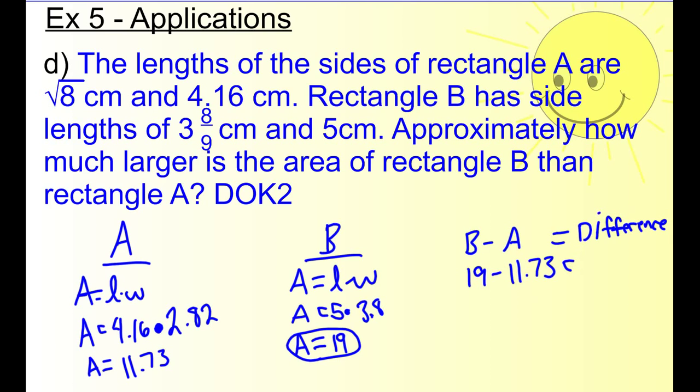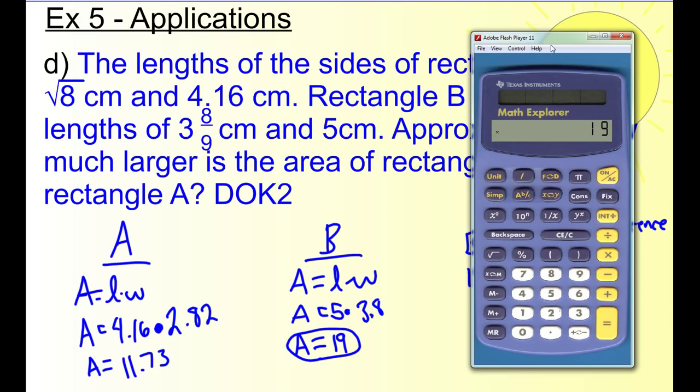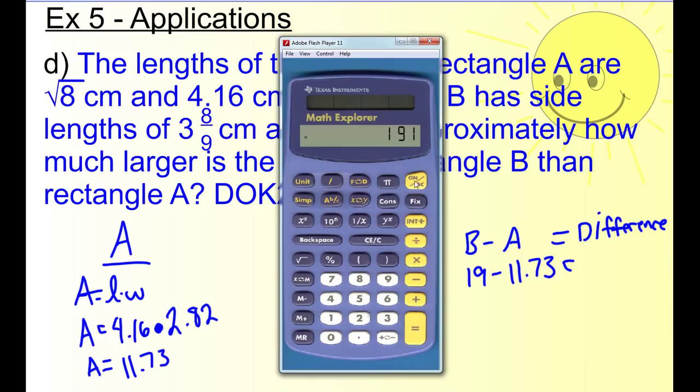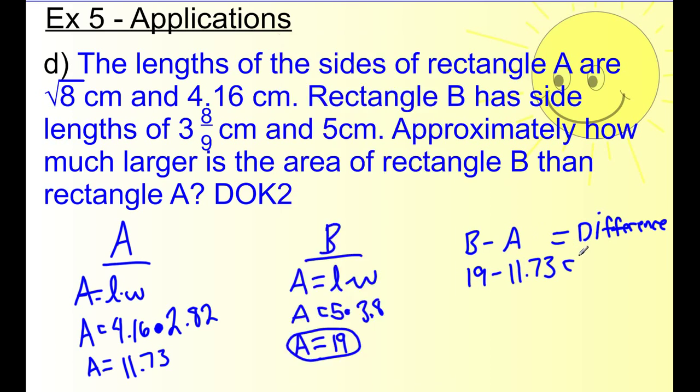So let's do that. 19 minus 11.73. I missed my decimal, missed it again. There we go. 7.27. So approximately how much larger is the area of rectangle B than rectangle A? Well, it's approximately 7.27 centimeters squared larger than rectangle A.